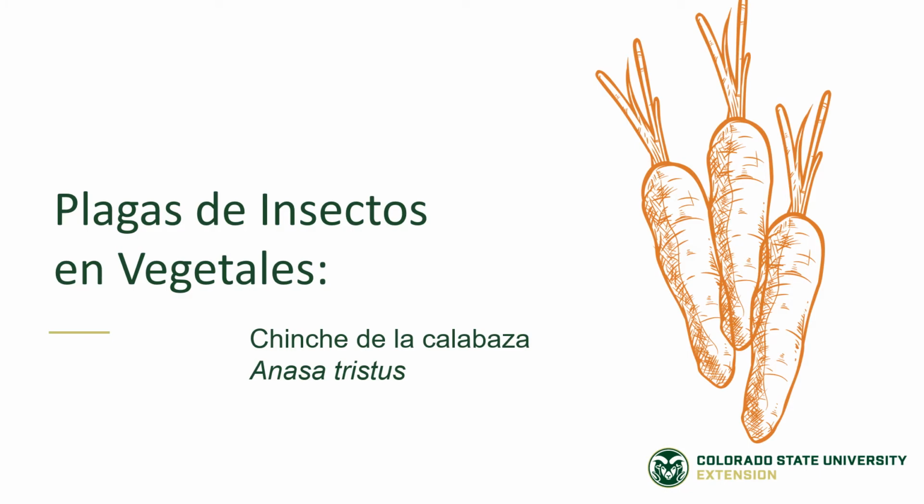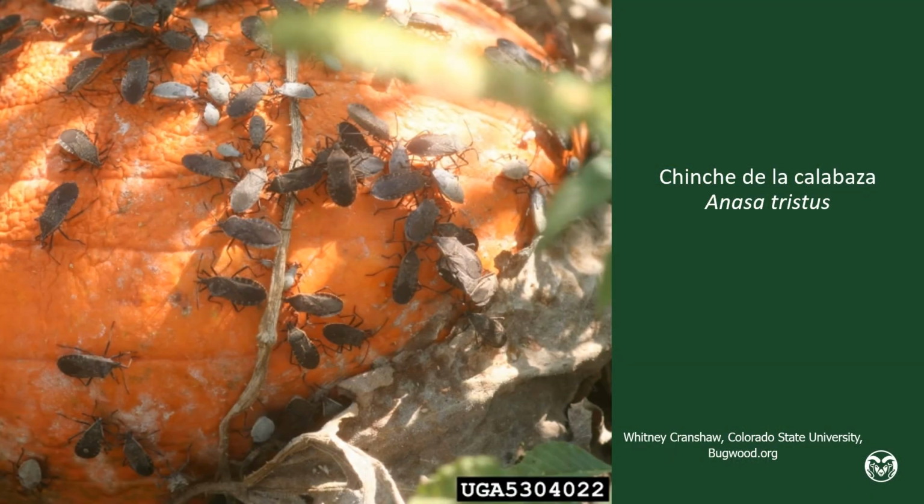Pests in the vegetable garden. Squash bugs. Squash bugs can be a persistent problem in gardens and can cause quite a bit of damage to our cucurbits, such as melons, cucumbers, pumpkins, winter squash, and summer squash. They tend to feed on all parts of the plant. As you can see here, these squash bugs are really going after the pumpkin fruit on the vine.